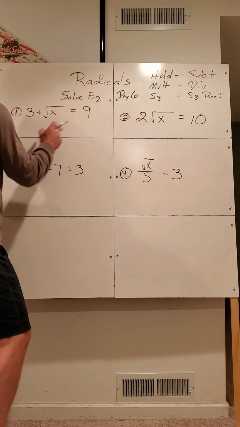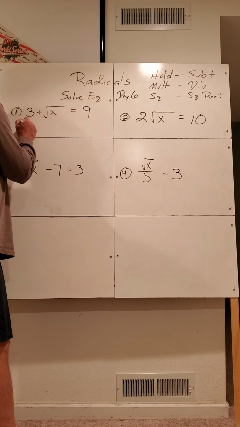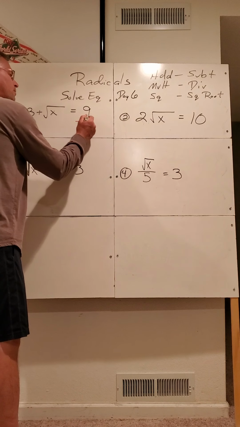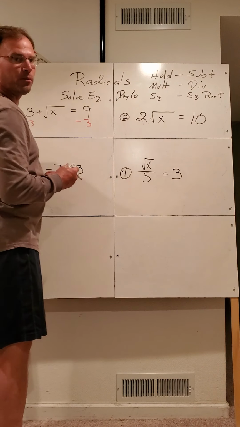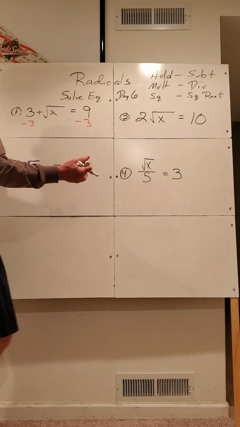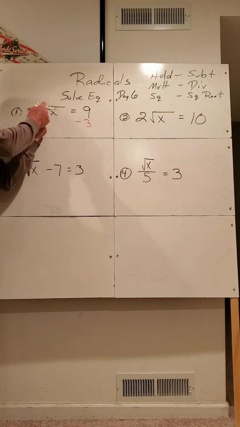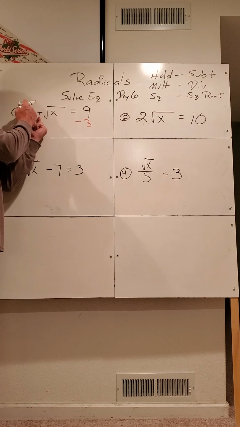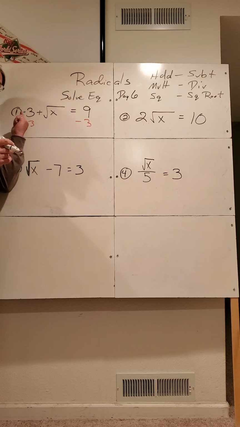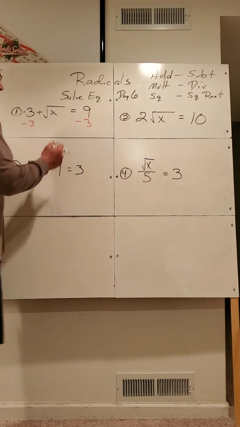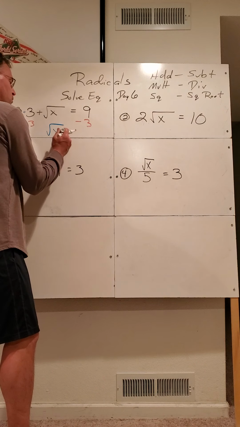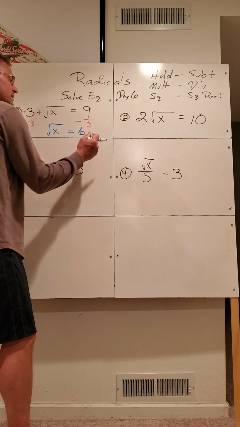Here we go. I want to get my radical by itself, so -3 on both sides. Why would I choose -3? Remember, I'm not looking at this plus, which belongs to the radical. I'm looking at here. This is a +3. I want to make the +3 go away, so I'm going with a -3 to make that happen. The only thing left on this side is root x. 9 minus 3 is 6.